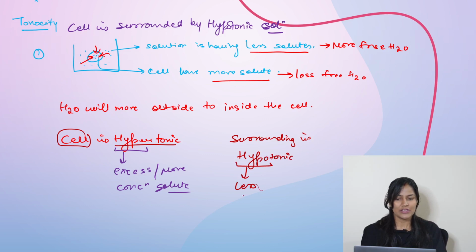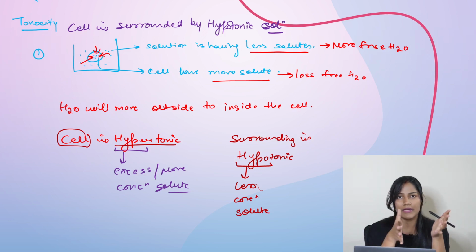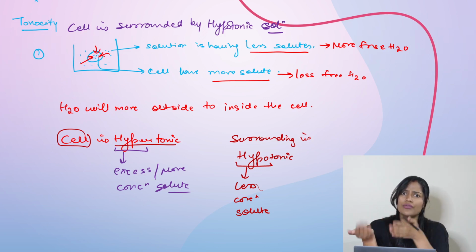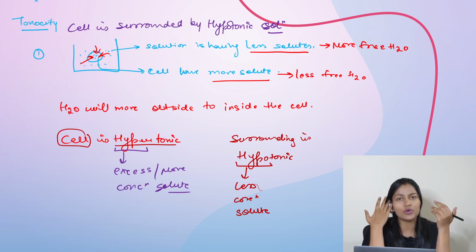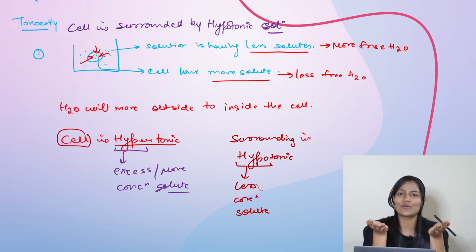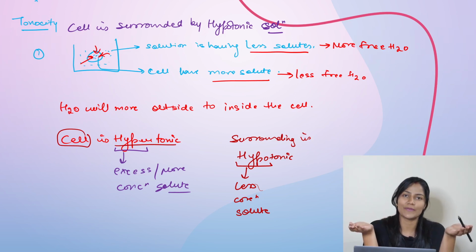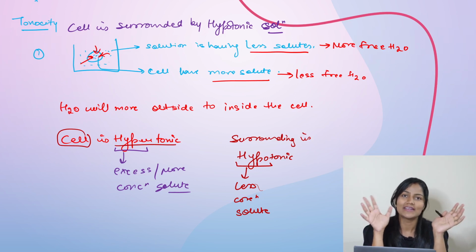Hypotonic means hypo. Hypo means less. So there is less concentration of solute. As we are saying that tonicity is a comparative term, it's a difference between the concentration of solute. So certainly one of them is going to be higher, another one is going to be lower. The one with the higher solute concentration is known as hypertonic. Another one with the less solute concentration is known as hypotonic. So if the cell is hypertonic, the outer concentration will be hypotonic. Easy peasy, समझ आ रहा है?